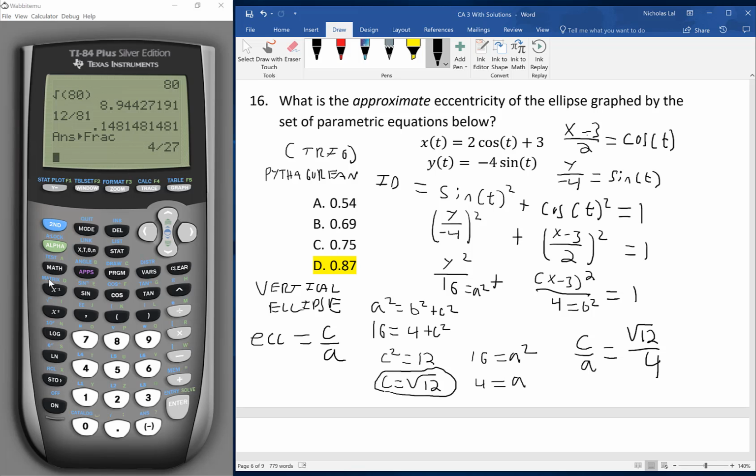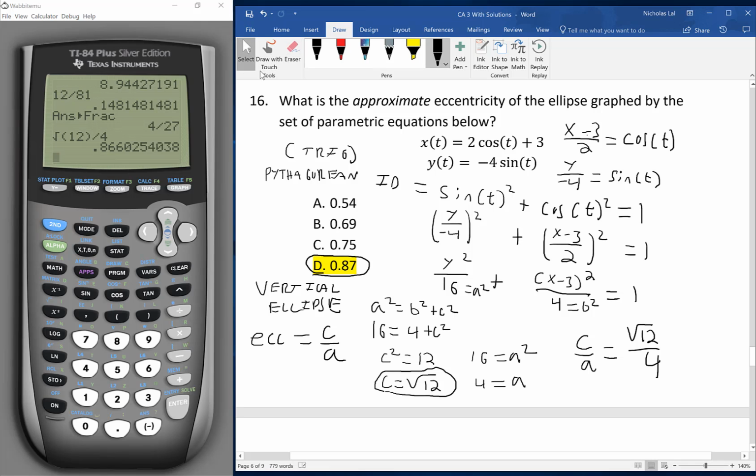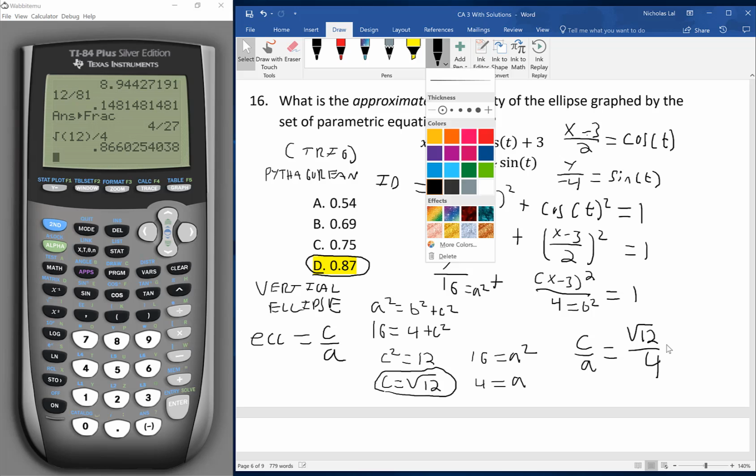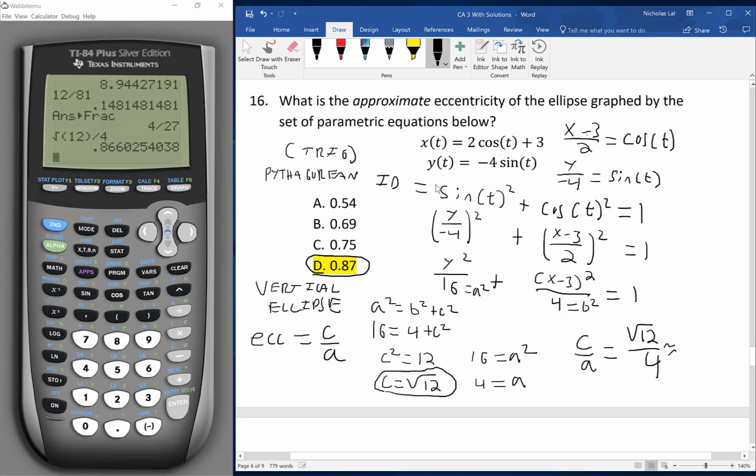Get our calculator out. Find the square root of 12 divided by 4. And that's equal to 0.866, which is approximately equal to 0.87. So with our calculator, this is approximately equal to 0.866. We used our calculator, let's note that, which is going to be equal to 0.87.